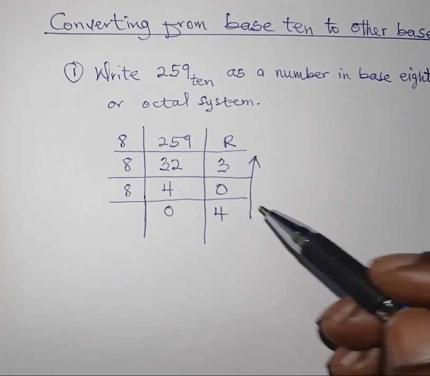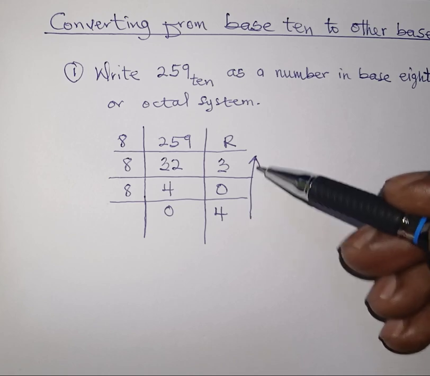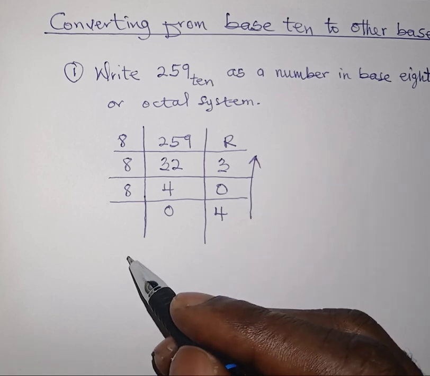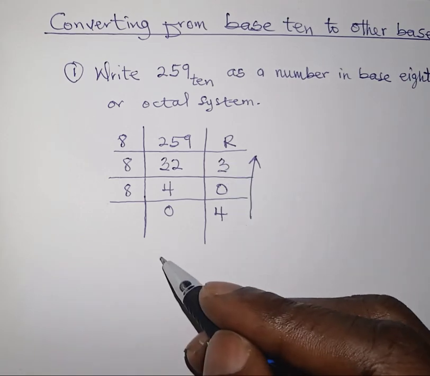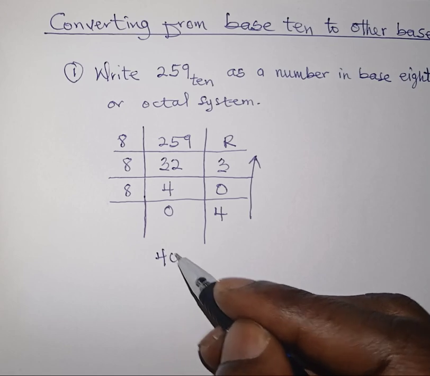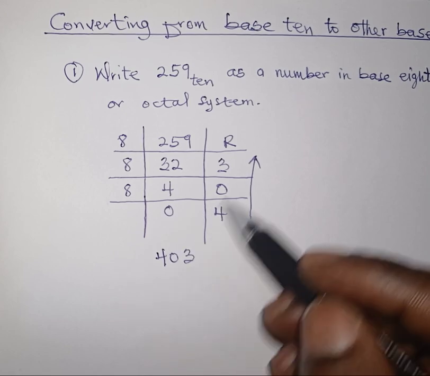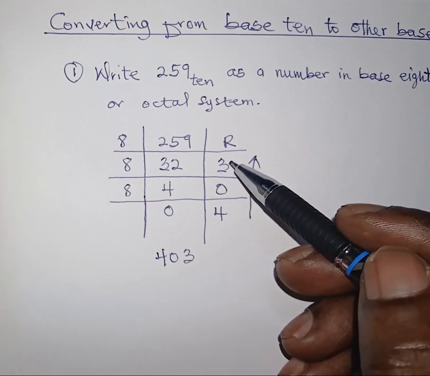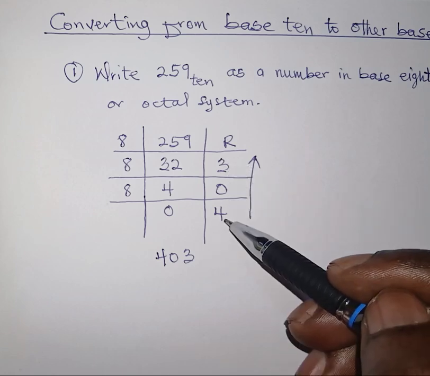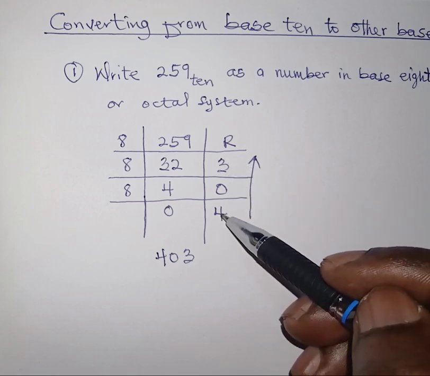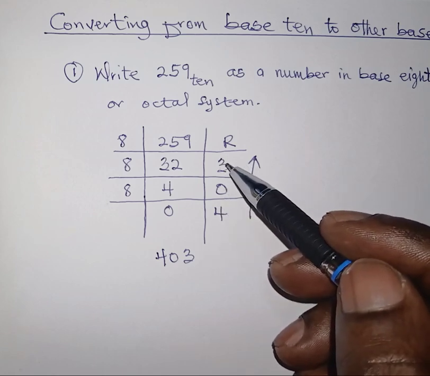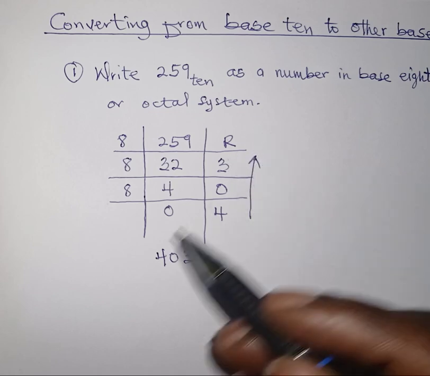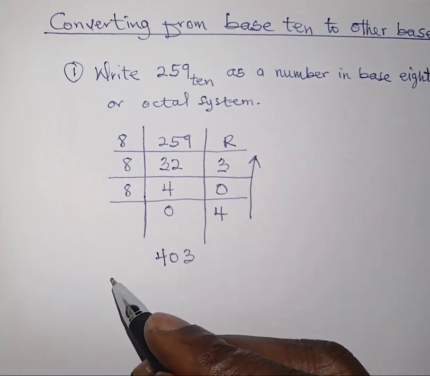What this arrow means is that you start from down to the top. You are going to write your number, so it means you are going to get 403. That is how we write the number. We don't write the number from the top downwards. We write from downwards to what? The top. Okay, good.